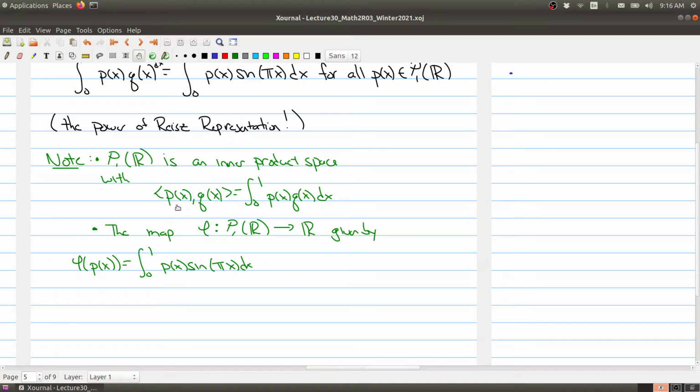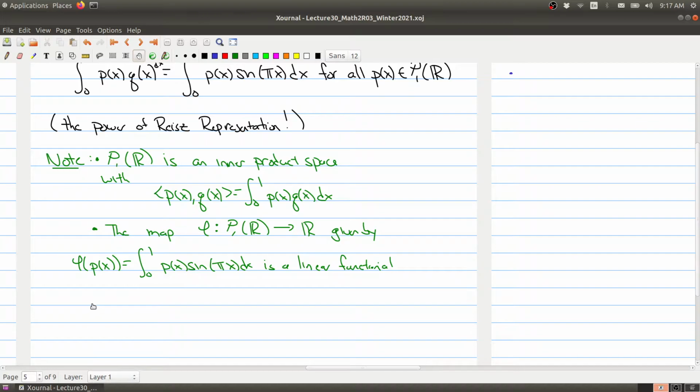So I take a pair, p and q, of polynomials, and I send it to the number that I get by integrating p times q and then evaluating it from 0 to 1. So looking at that definite integral. Okay, so this is an inner product space. And then the map here that takes the polynomial p and sends it to this number is a linear functional. Okay, because it's a linear map.